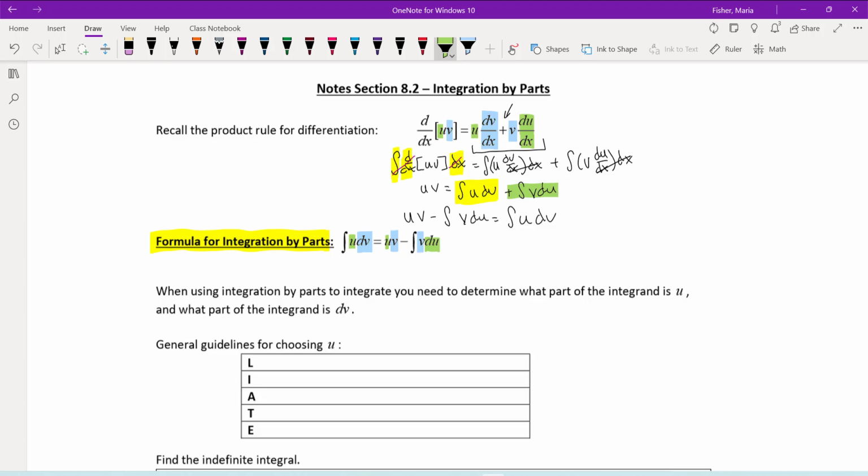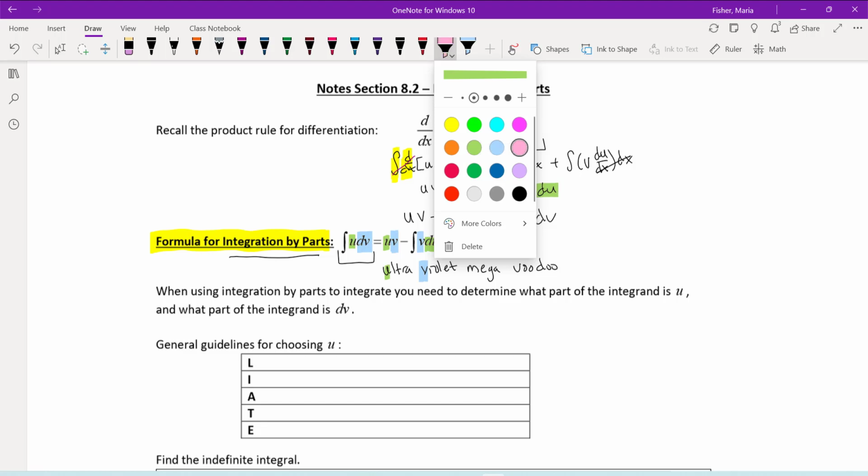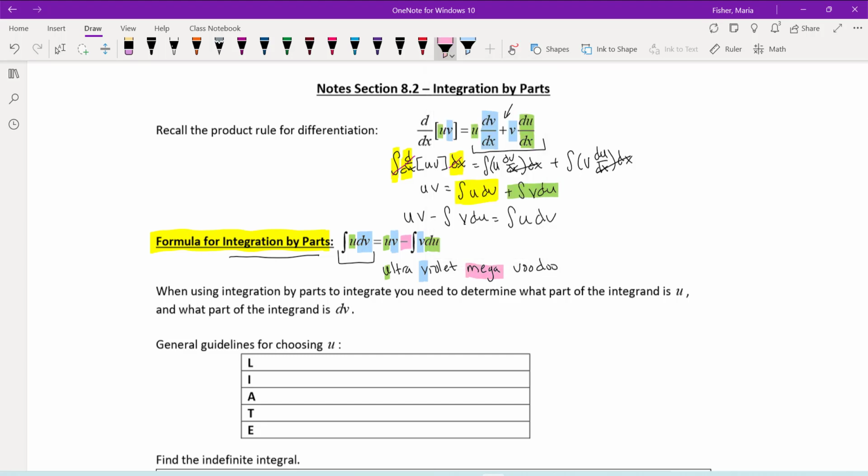A mnemonic that a lot of people use to remember the formula for integration by parts is that the integral of u dv is equal to ultra, violet, mega, voodoo. Now the ultra is for the u, the violet is for the v, the mega is for the minus sign, and voodoo just helps you remember that it's v du.